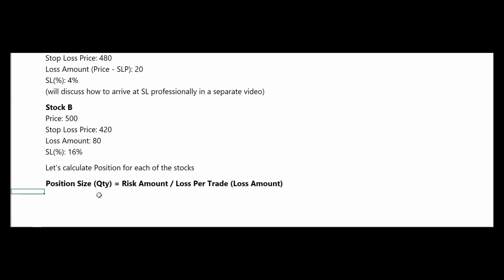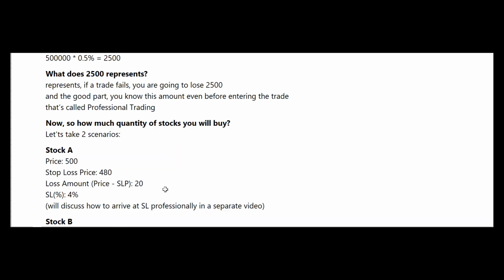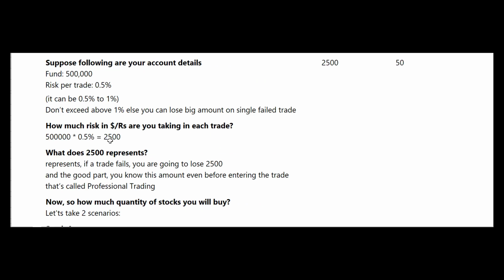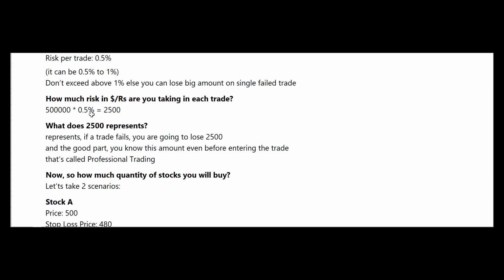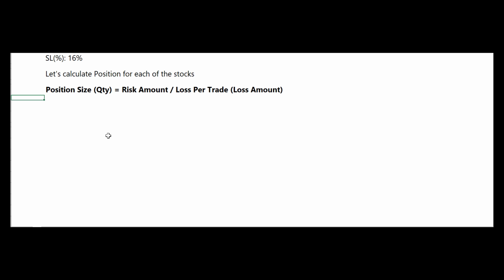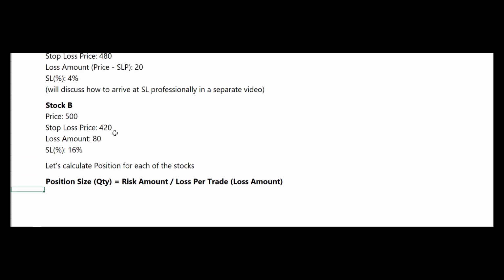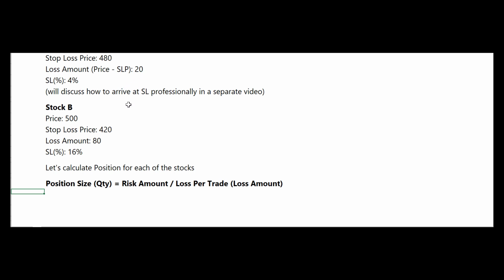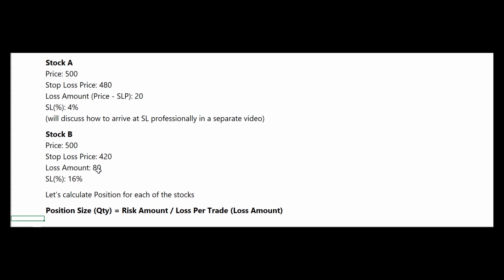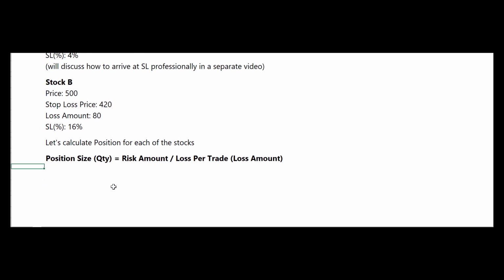Now, how the position size quantity is calculated: the risk amount, which in our case is 2500, is the fund value or the account balance multiplied by the risk percentage. If you are taking 0.5%, 1%, whatever it is, we have considered 0.5% for this example. So risk amount divided by loss per trade. The loss per trade is 20 in case of stock A, and for stock B, 80 rupees, 500 minus 420.